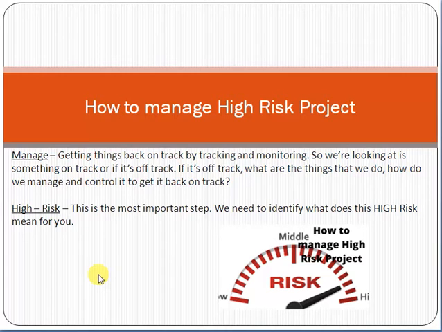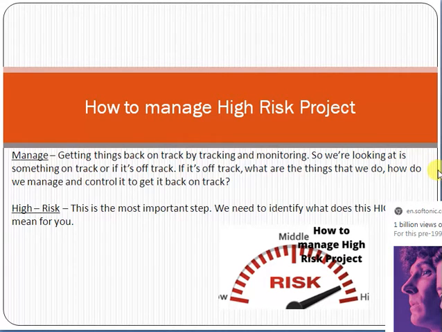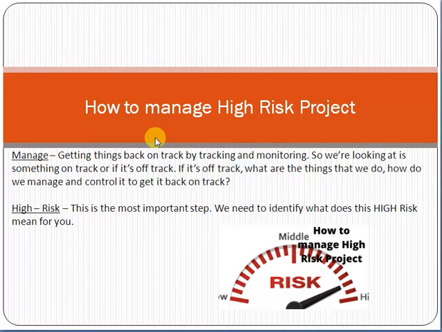So friends, let's start. How to manage a high risk project. First of all, we have to understand what managing means. Friends, when we talk about managing, we are basically talking about the monitoring and controlling of projects, which should be very good. Why? Because you should have a close eye on the cost and the schedule, and if there is any need to make a correction or get the project back on track, we have to act accordingly. So that is the concept of managing.